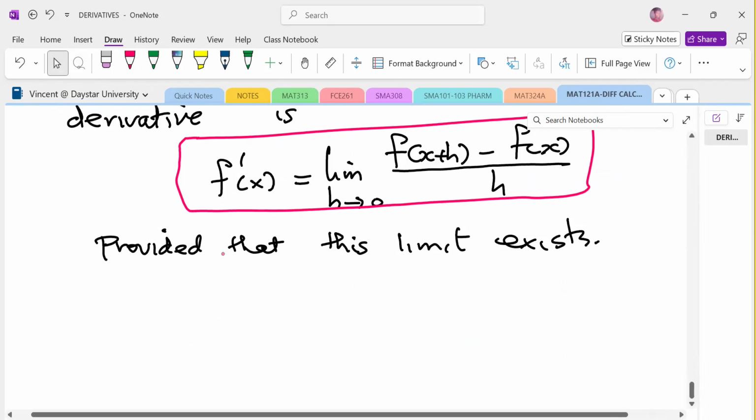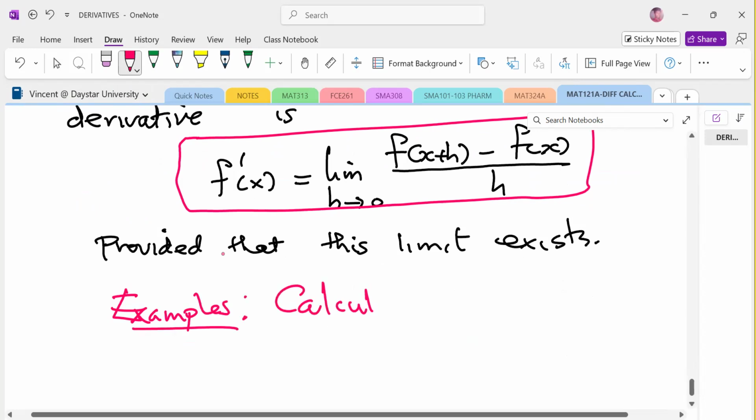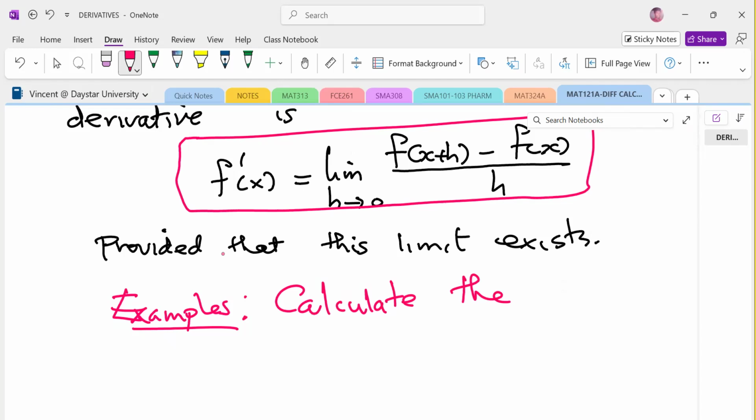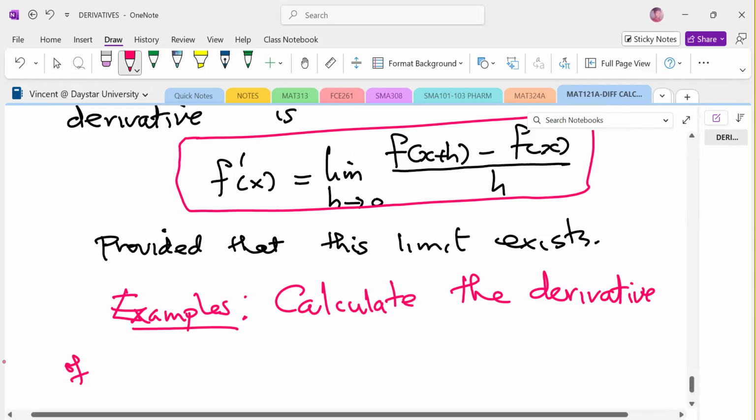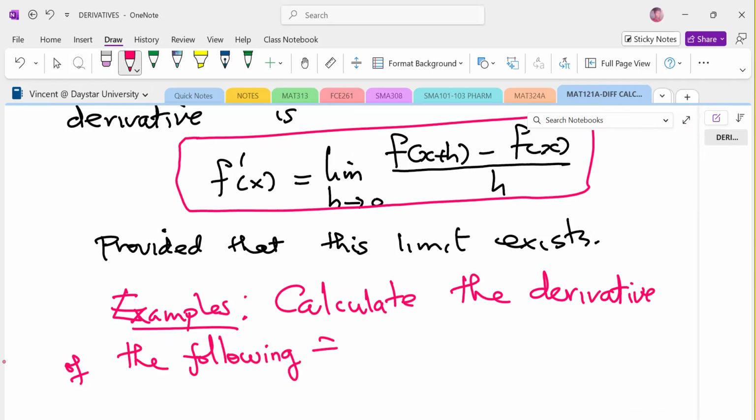So example, calculate the derivative of the following functions.